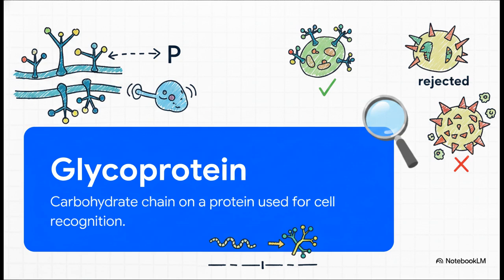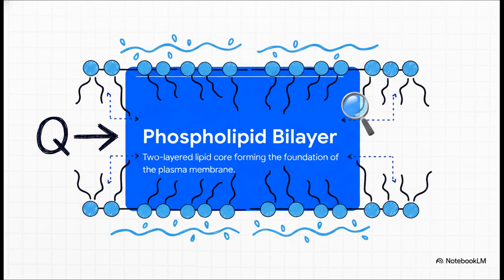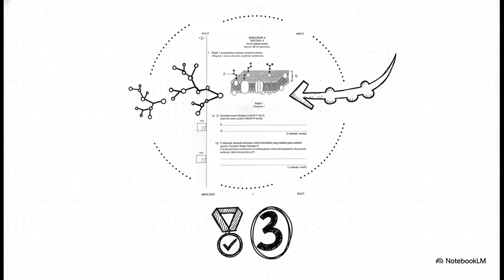That's exactly how your immune system knows which cells belong to you and which ones are foreign invaders trying to cause trouble. Now, meanwhile, structure Q is pointing to the phospholipid bilayer. It's made up of these hydrophilic, or water-loving, heads that point outward, and then hydrophobic, water-fearing tails that point inward. This double-layered boundary is absolutely essential. It's literally the structural framework that holds the whole cell together and completely separates the inside of the cell from the outside world.